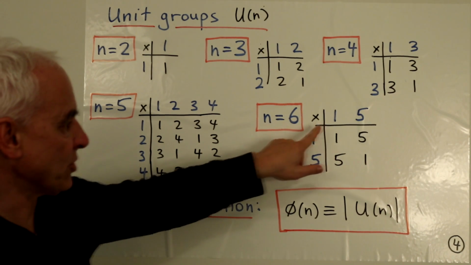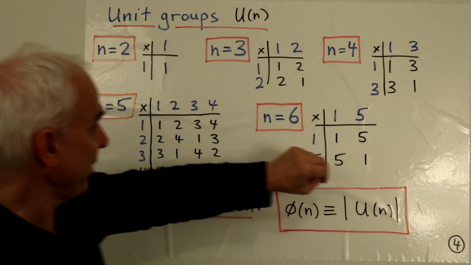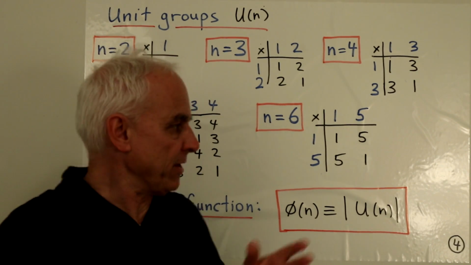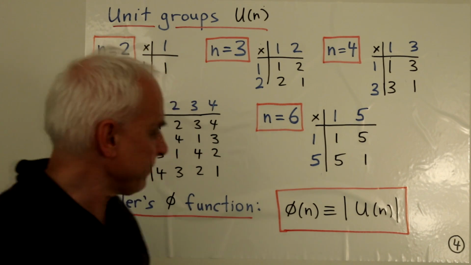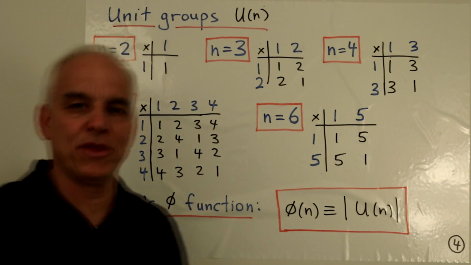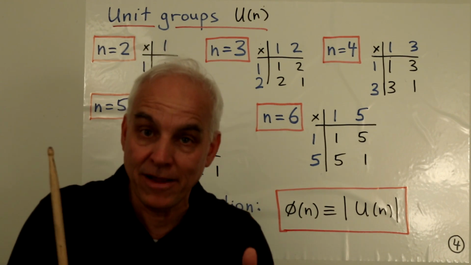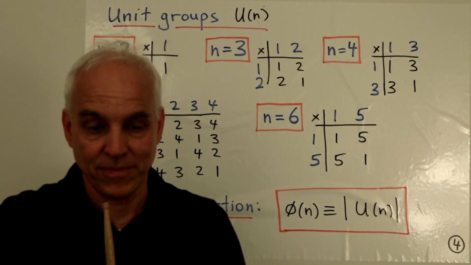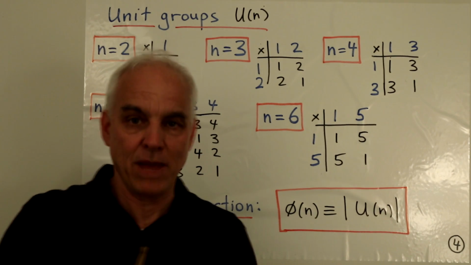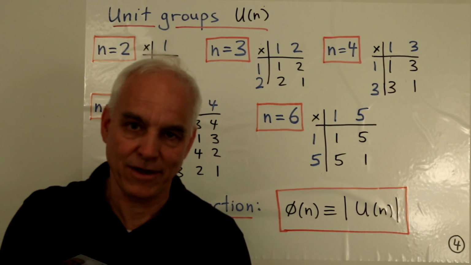Here's n equals 6. There's only two numbers which are relatively prime to 6, namely 1 and 5. So this group structure is really pretty well the same as the earlier one, just that the labels are different, but as groups they're really pretty well the same. And of course throughout here there's an obvious connection with the Euler phi function, because the Euler phi function counts exactly how many numbers are in these unit groups. The Euler phi function is counting how many numbers there are less than n which are relatively prime to n. So phi of n is the same as the number of elements in this set U of n.